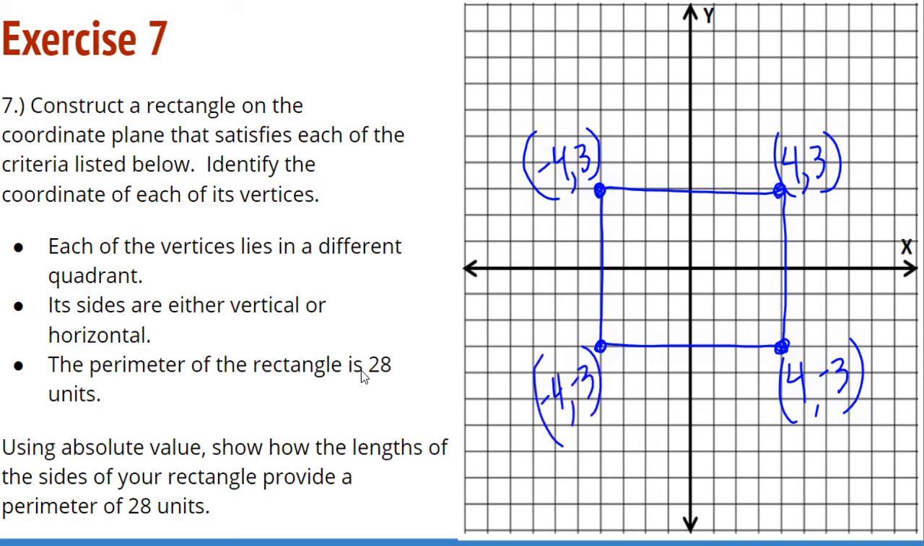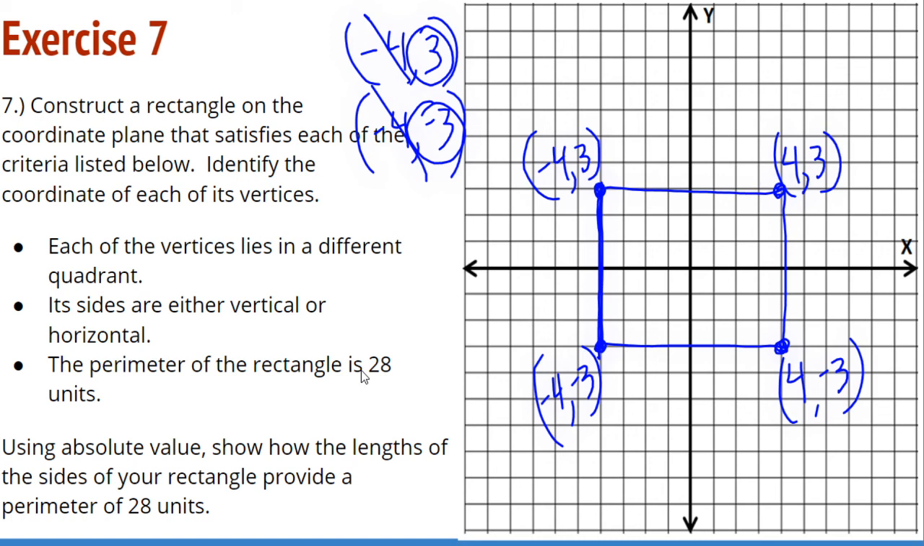Okay, absolute values. So I need to find the length of this side. Negative 4, 3, and negative 4, negative 3. They share an x-coordinate, so they are a vertical line. They are opposite signs, so they're across the axis, so I can take the absolute value 3 plus the absolute value of negative 3, which is 3, and find out that this is 6, and because it's a rectangle, this side is 6.